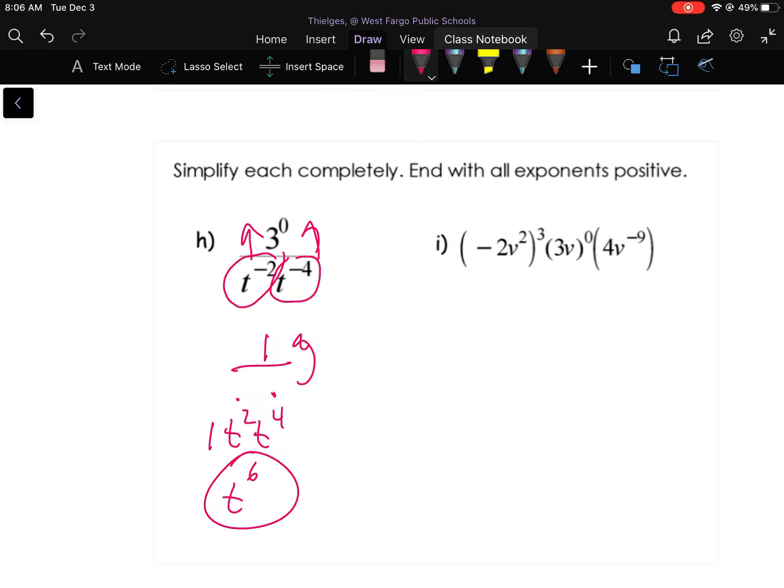Negative 2 to the 3rd power. Okay, so power of a power, I'm going to go negative 2 times negative 2 times negative 2, that's going to give me negative 8. V to the 2nd times v to the 2nd times v to the 2nd is going to be v to the, sorry, not 8th, that'd be to the 6th.